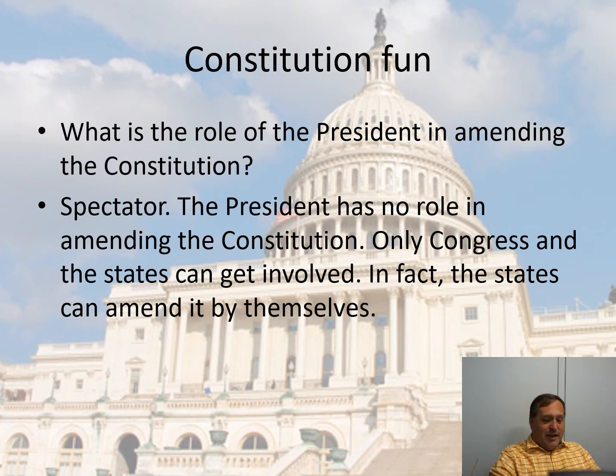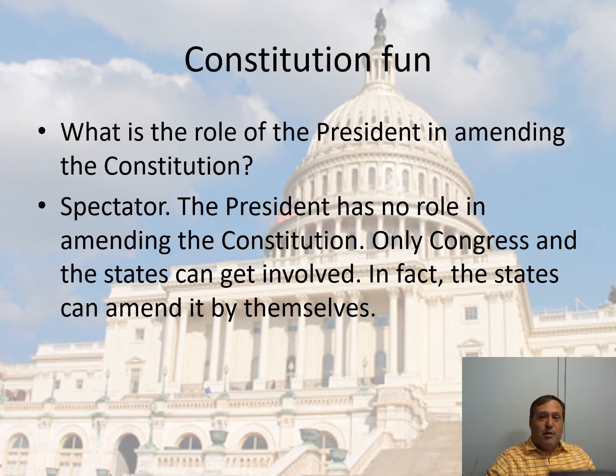You just get online and say, here's a good amendment to the Constitution, right? And a lot of people do this. I've seen guys who write books on, hey, I propose these amendments to the Constitution, and these are the reasons why. Cool, right? The only people who can get involved are Congress and the states. Congress can propose amendments through a 2/3 vote of both houses, but only the states can ratify the amendments through a 3/4 vote. In fact, if the states wanted to, they can amend the Constitution all by themselves, right?